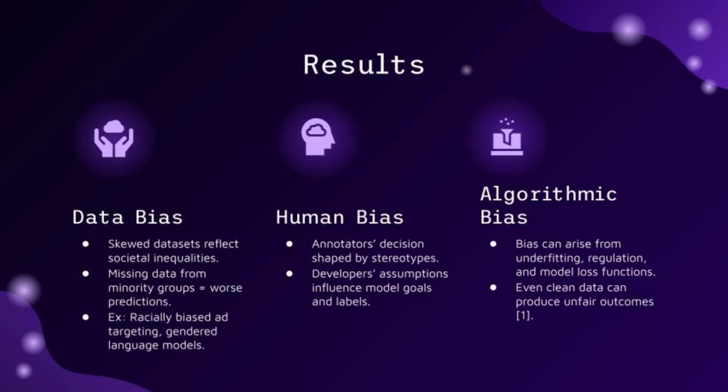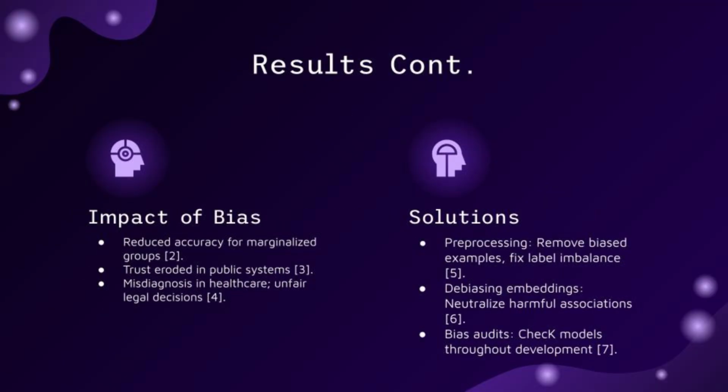A study from Blensky and Cunningham showed that even balanced datasets can lead to biased results if the model architecture isn't fair by design. These biases can lead to real-world consequences. Models may misdiagnose patients, deny people loans, or make unfair legal predictions. Worse, they often perform poorly for underrepresented groups.